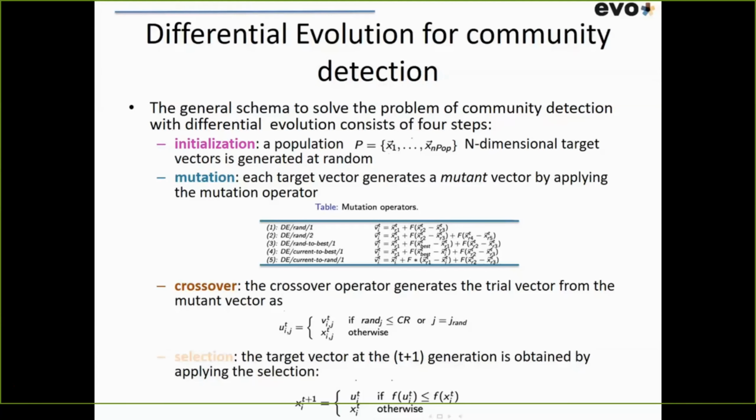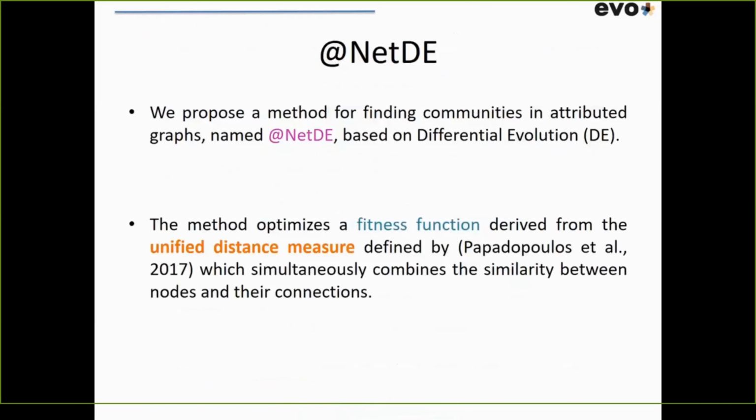The next step is the crossover, where a trial vector U is generated from the mutant vector V and the target vector X. And finally, with the selection step, the target vector X at the t+1 generation is selected by considering the value of the objective function on U and X at the previous generation, and if U has a better function value, then it's selected as new target vector, otherwise X is selected.